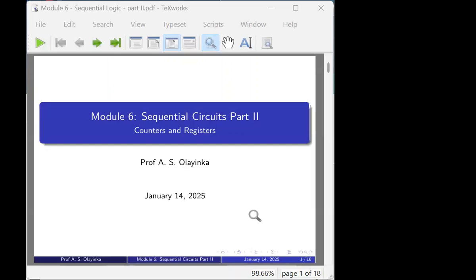Under this one, we'll be looking at part 2 of the lecture on sequential circuits, and this one talks about counters and registers. What are counters? Can anybody make an attempt and tell me what you understand by counters? What are counters?